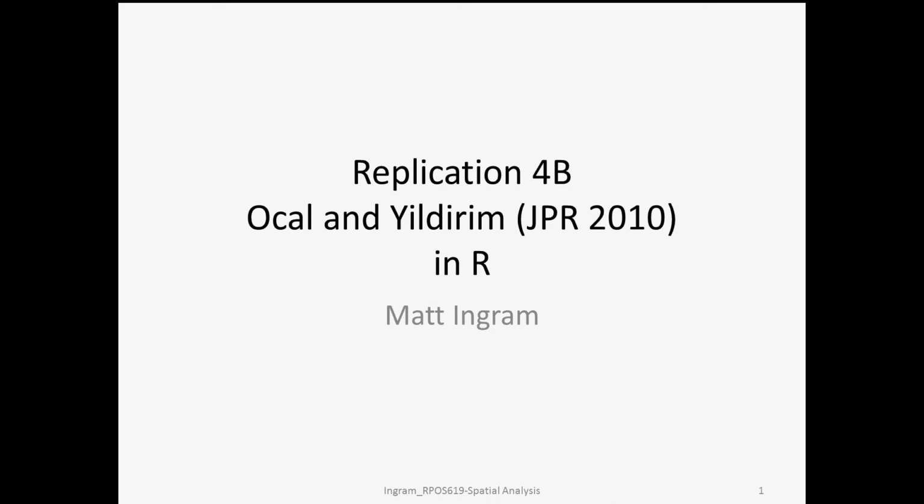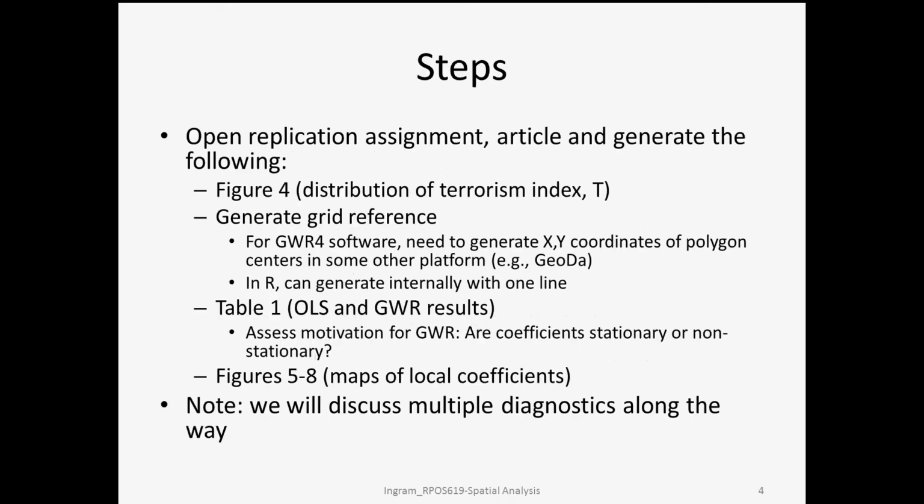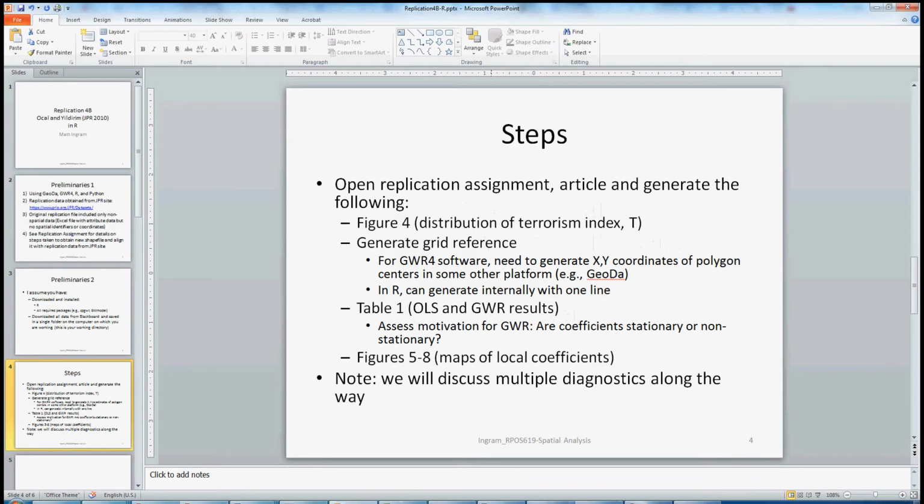I apologize just quickly, I had called this slide 4A, replication 4A, when I first started, but it is indeed replication 4B. So we were pretty far along. We had already done figure 4, we'd also already generated our grid reference, and we had done the OLS analysis, also known as the global analysis, and we had executed the first GWR model after optimizing our bandwidth. So now we want to do our post-modeling diagnostics and visualize the local coefficients in figures 5 through 8. So let's go back to R and see how to do that.